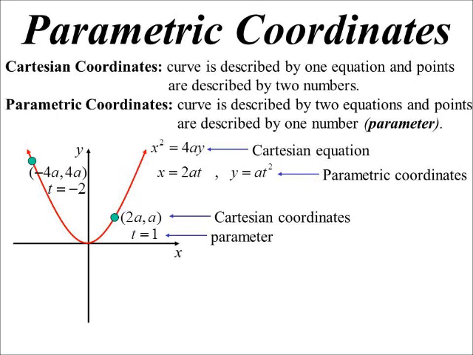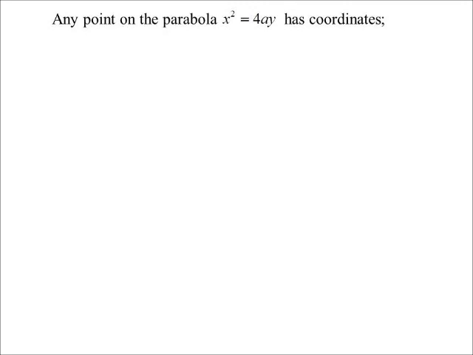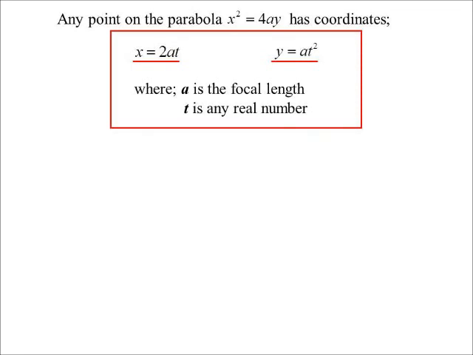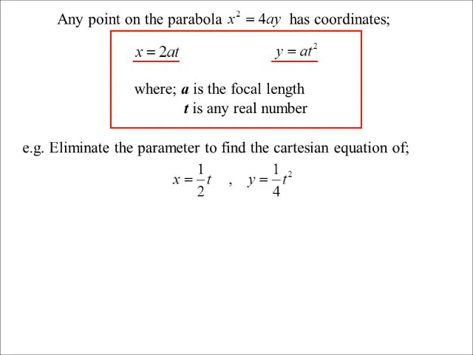Instead of expressing it as one shape, we look individually at the x values and the y values with two different equations. So any point on our parabola, x squared equals 4ay, will have coordinates 2at for the x value, at squared for the y value. That's the standard form we're going to use for the parabola. There are possibly other ways we could write parametric coordinates, but this is the standard one. A still represents the focal length, same as before in x squared equals 4ay, and t is simply any real number that we can substitute in, and we'll get a point on our parabola.